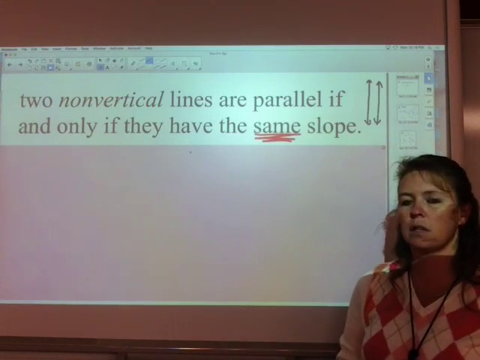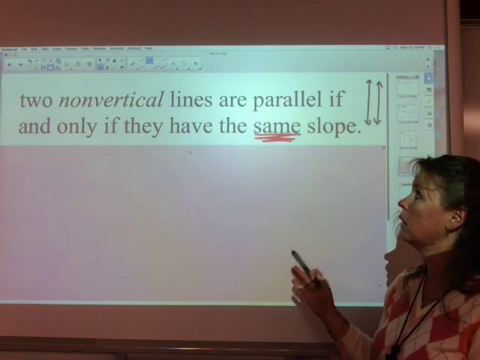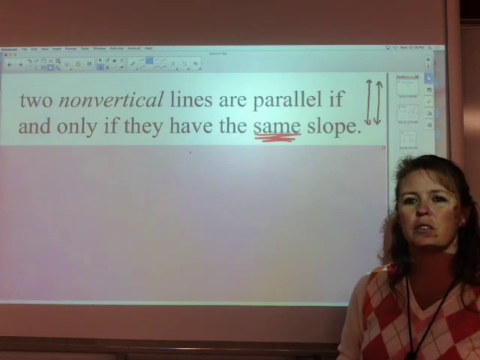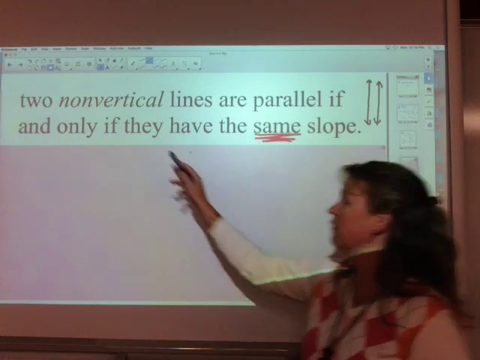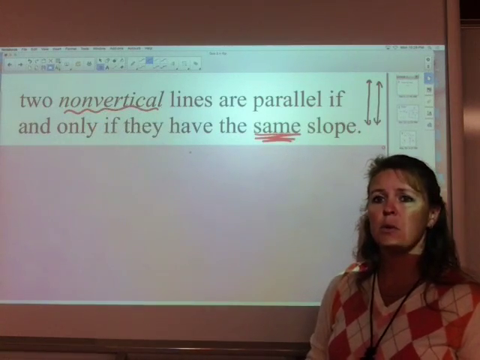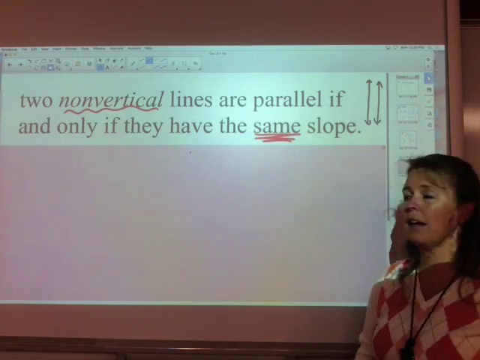Okay, here's one of those that you heard before. You heard this in algebra. Parallel lines have the same slope. But that's only half true. You have to use this word non-vertical. Two non-vertical lines are parallel if they have the same slope.